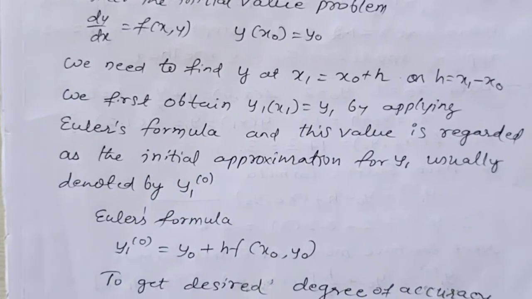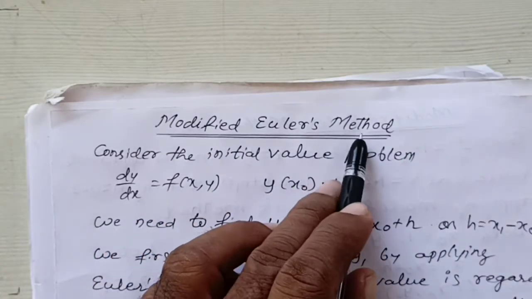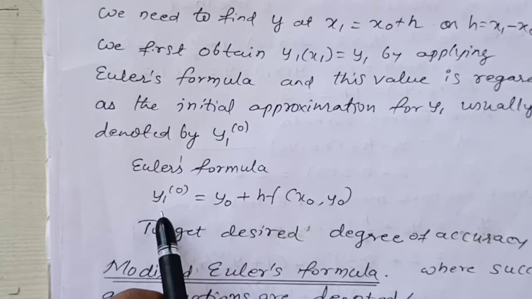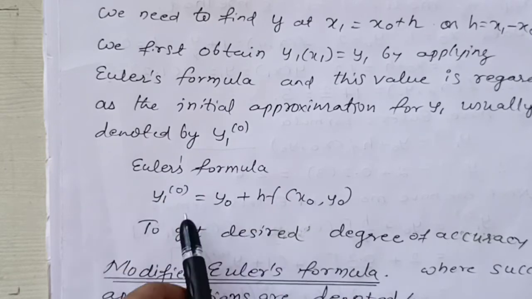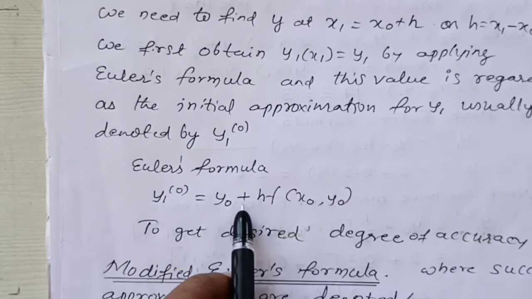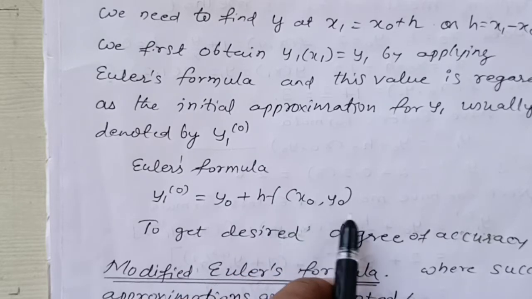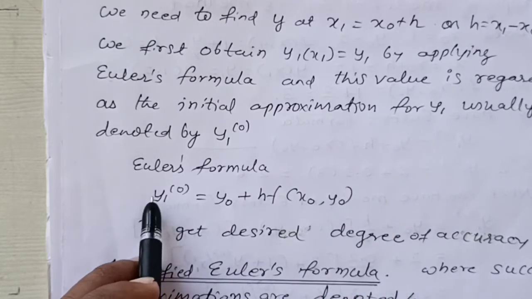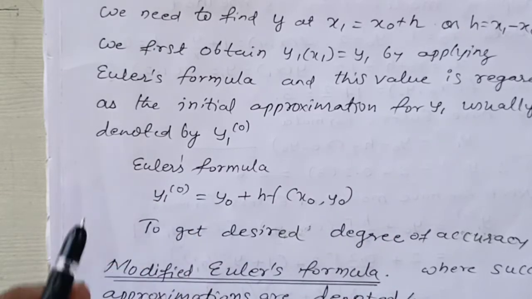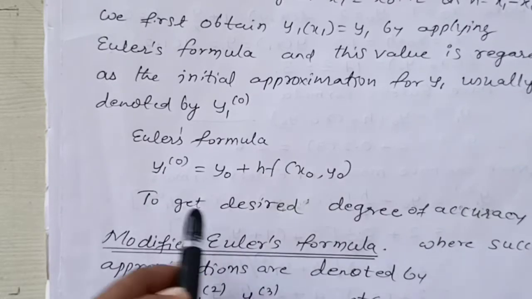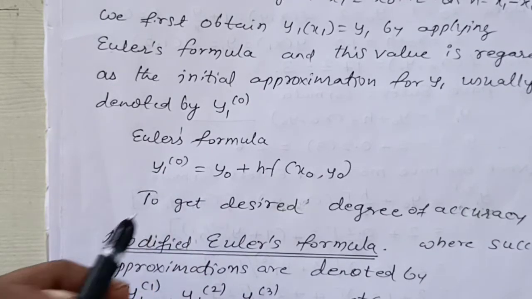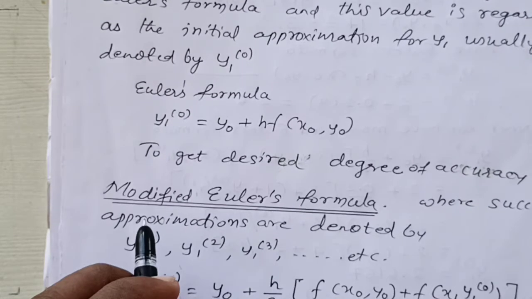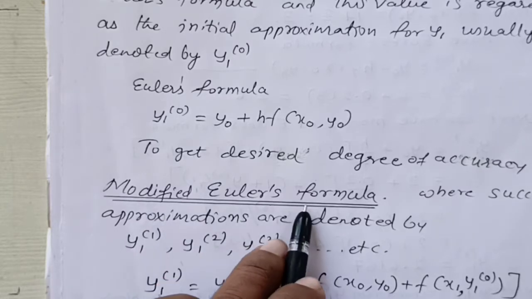First, Euler's formula and modified Euler's method are different. The first one is Euler's formula. What is that? y1 at 0 is equal to y naught plus h into f of x naught, y naught. In Euler's formula we get y1 at 0, or y1 0. Here we are not going to get the desired degree of accuracy, so to get the required degree of accuracy, we have to apply modified Euler's formula.